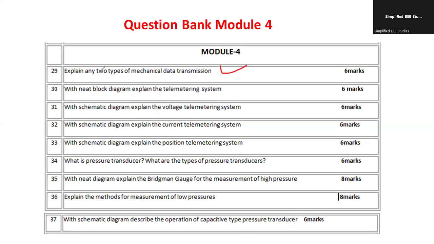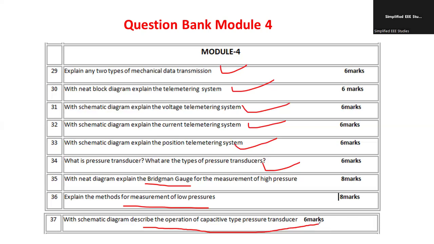I have also prepared a checklist of important questions from Module 4: telemetry, block diagram, then two types of mechanical transmission. Explain the two types of mechanical transmission. What is telemetry, then voltage telemetry, then current telemetry, then position telemetry, what are pressure transducers, what is the classification of pressure transducers, and the Bridgman gauge, then methods of measuring low pressure, and the schematic diagram of operation of capacitive type pressure transducers. You may focus on these questions as well before appearing for your university examination.